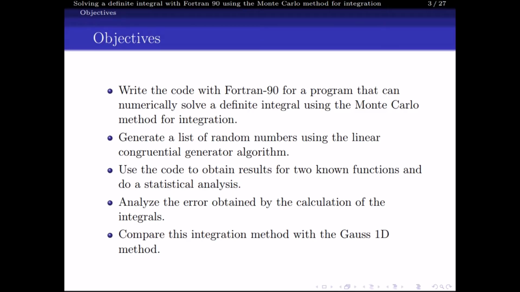Our main objectives are to write the code in Fortran 90 for a program that can numerically solve an integral using the Monte Carlo method. We want to generate a list of random numbers, use the code to obtain the results of two known functions, analyze its error, and compare this method with another integration method in one dimension, such as Gauss 1D.